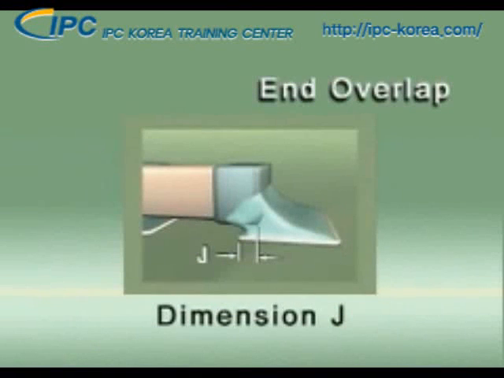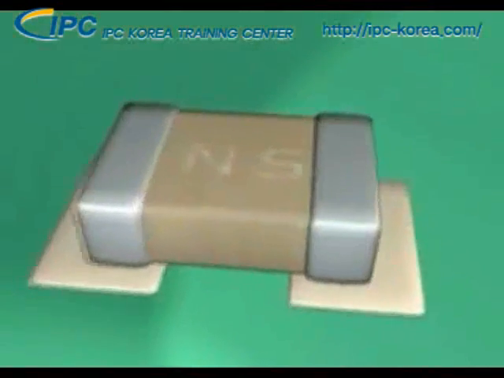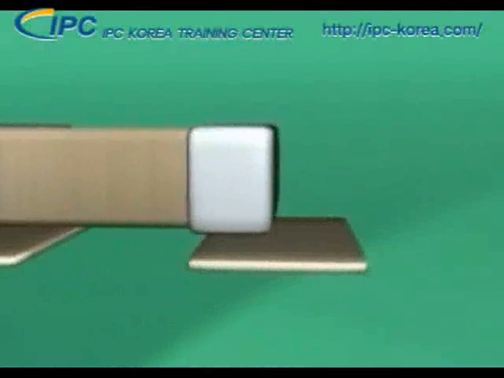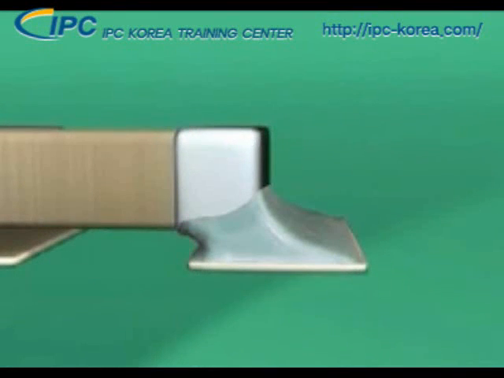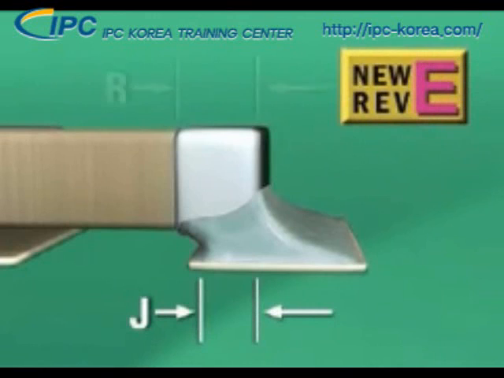Our final parameter is end overlap, or dimension J, and refers only to chip components. The amount of overlap between the component termination and the land must be a minimum of 75% of dimension R, which is the length of the component termination.